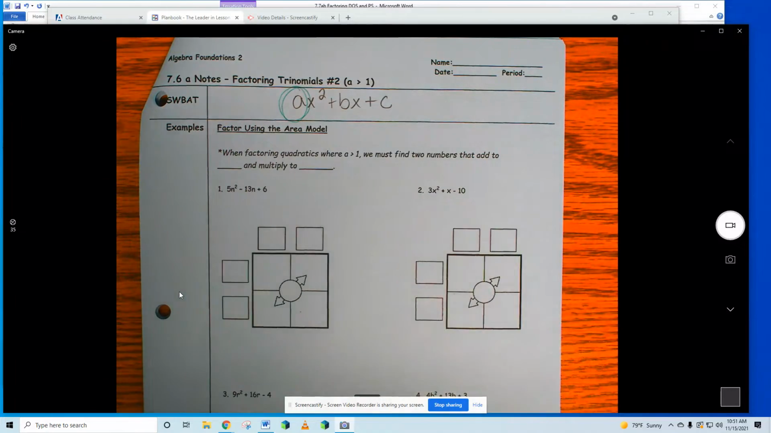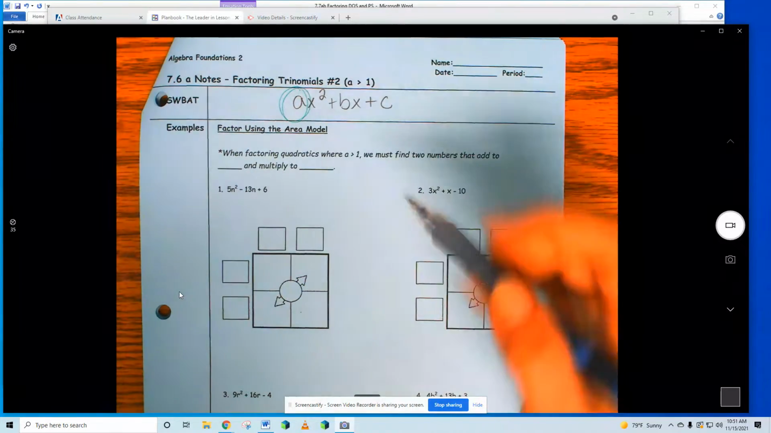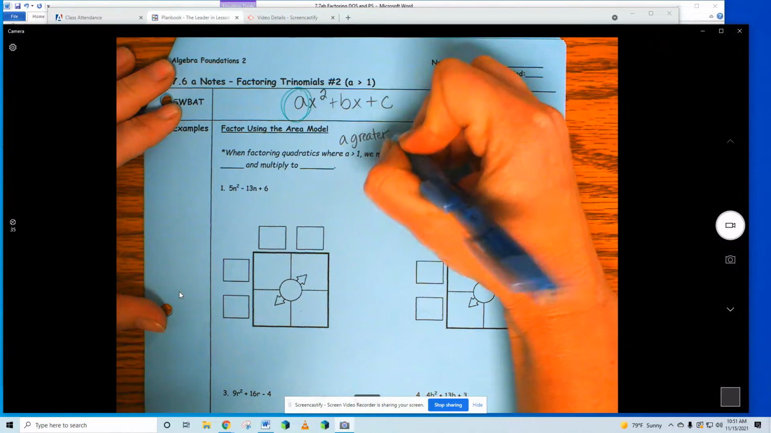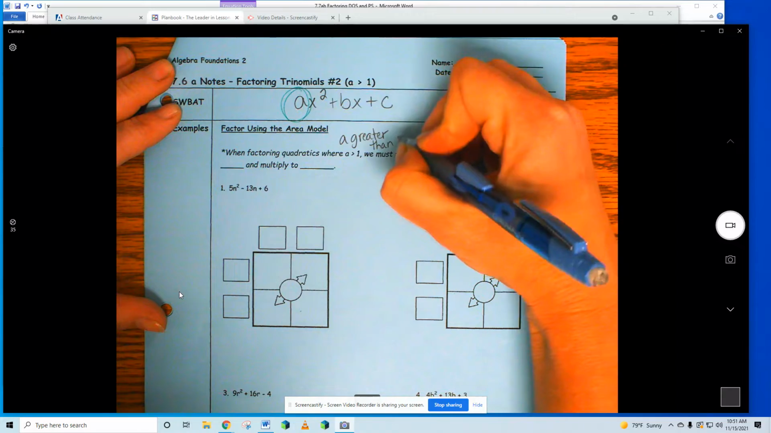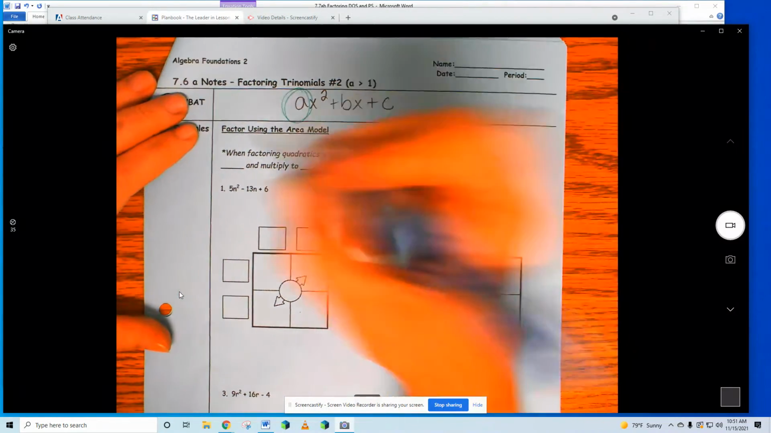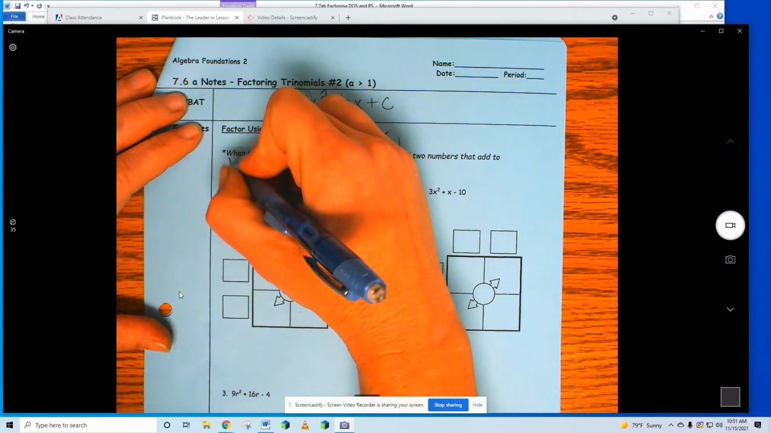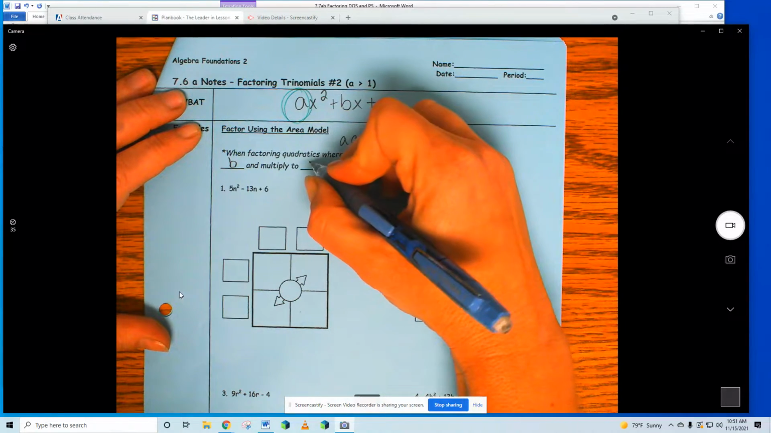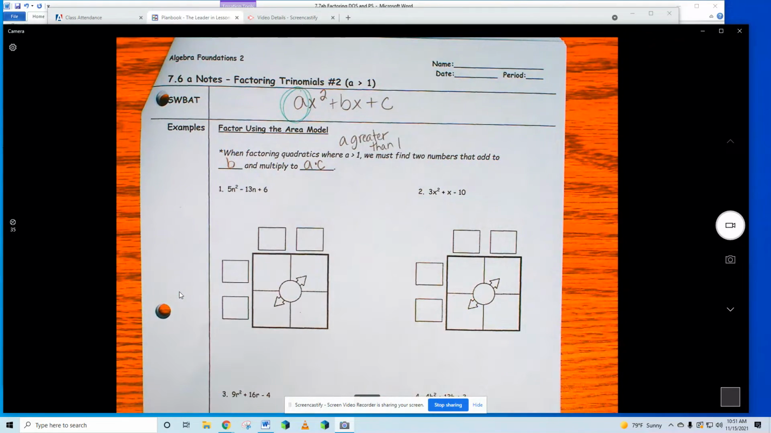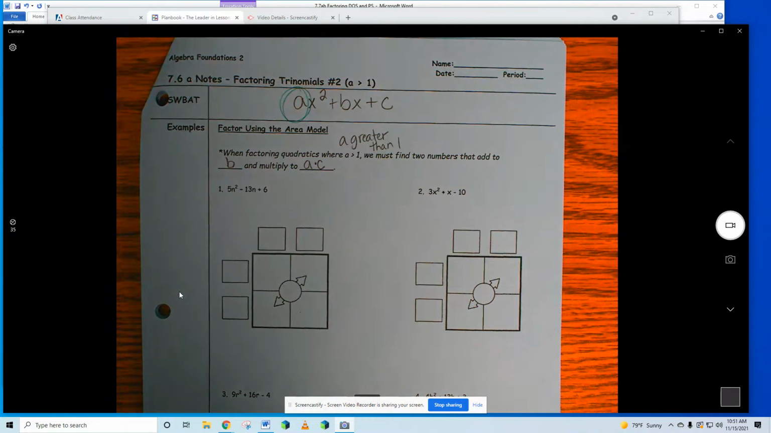So here's what happens. When factoring quadratics where a is greater than 1, we must find 2 numbers that add to, ready, b and multiply to a times c. So that's why it's really important that you know what's a, what's b, what's c in this lesson. Really important, in fact.